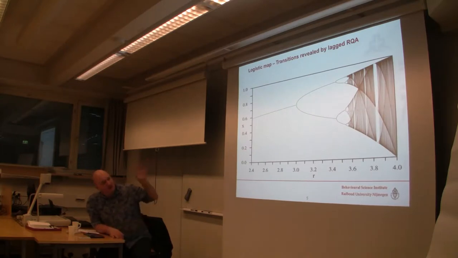So we've looked at the logistic map, right? We've seen that if you change this R parameter, you will change the behavior of the system. It can become a fixed point or a limit cycle of different periods. And it can go into chaos and out of it again.